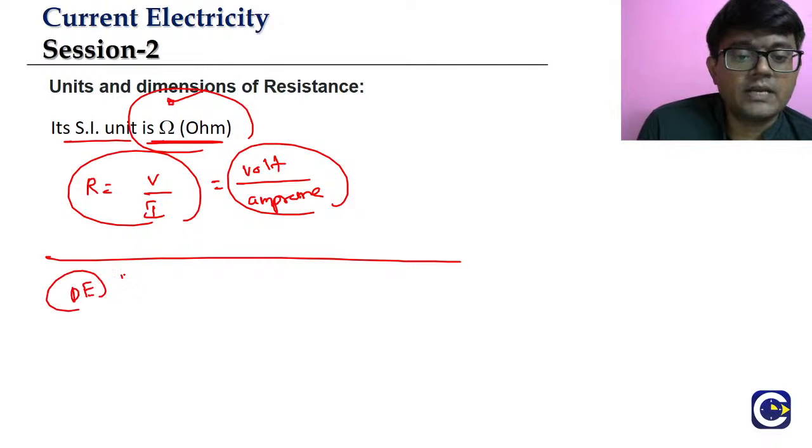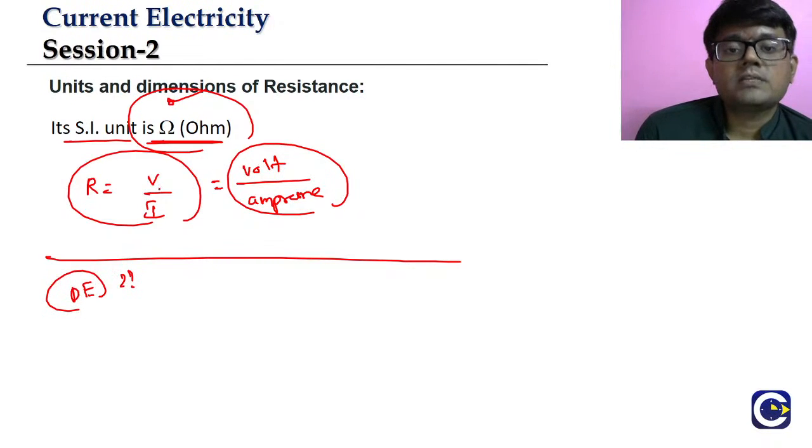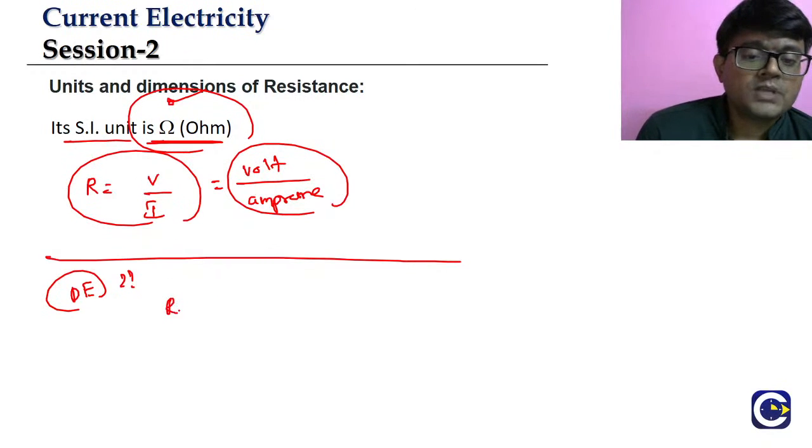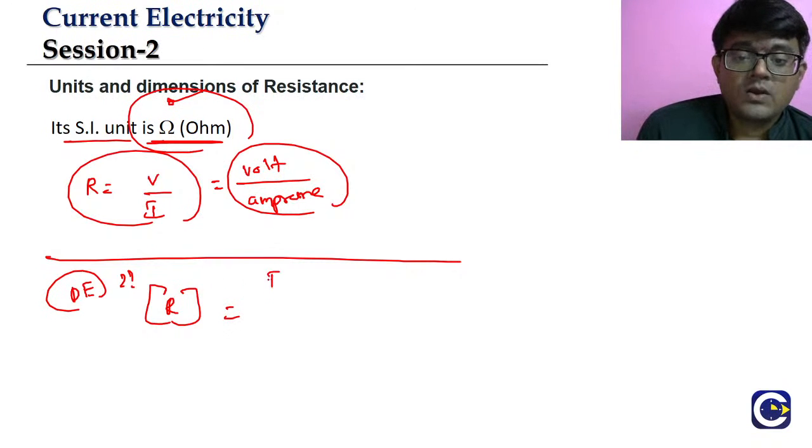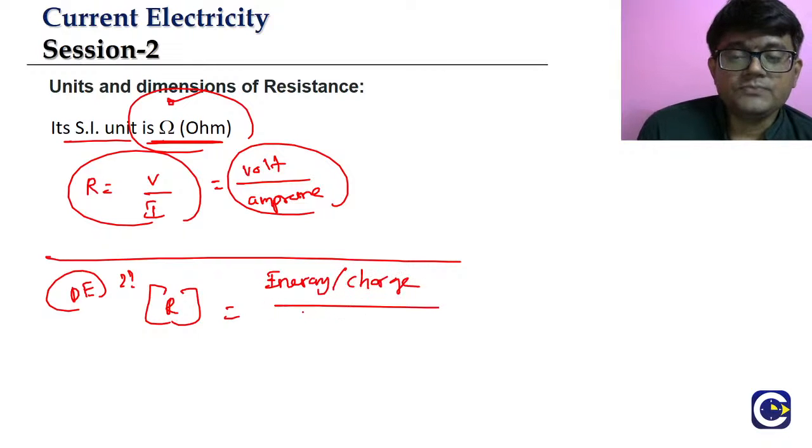What about the dimensional formula? The dimensional formula, we look at this relation, right? Resistance is equal to voltage by current. Voltage is energy by charge, right? Current means that is a fundamental physical quantity itself. The dimensional symbol is either we will use I or capital I or capital A. Okay, so we will use I as the dimension symbol for the current.